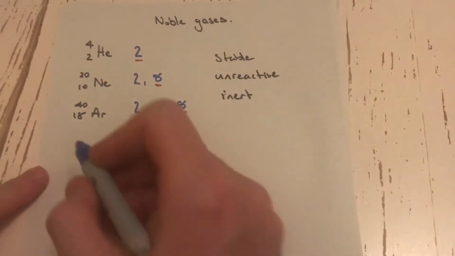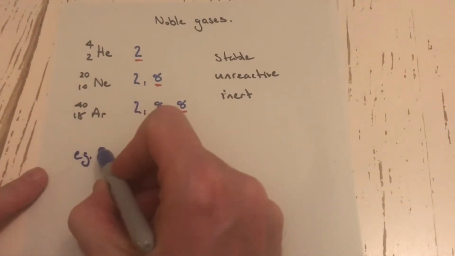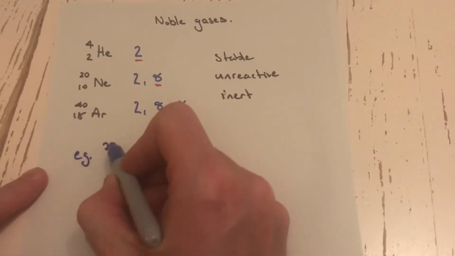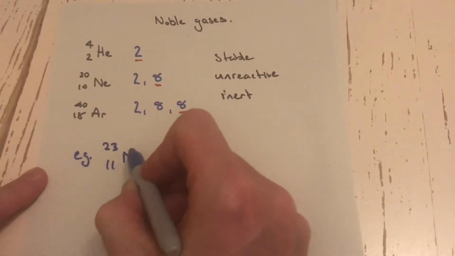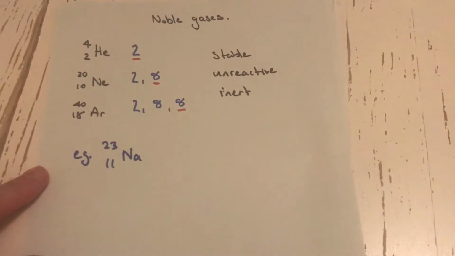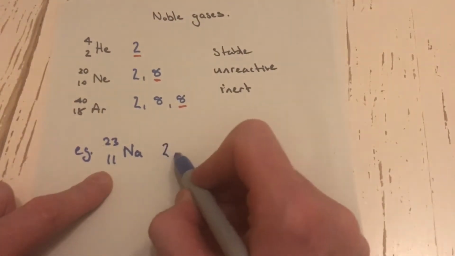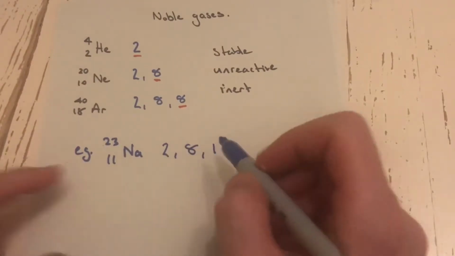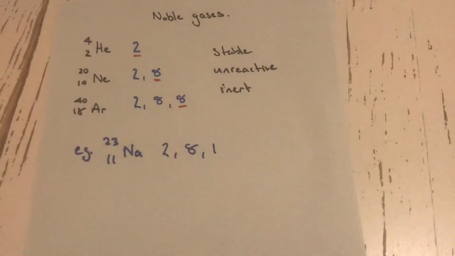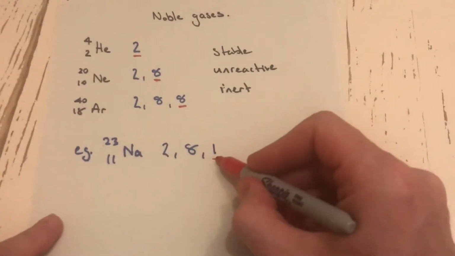Let me give you an example. Sodium is 23 11 Na. So sodium's atomic number is 11. That means the electron configuration is 2,8,1. That's not a stable arrangement. 1 electron in the outer energy level makes it not stable. So it needs to do something about this.